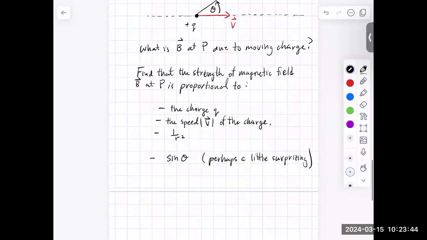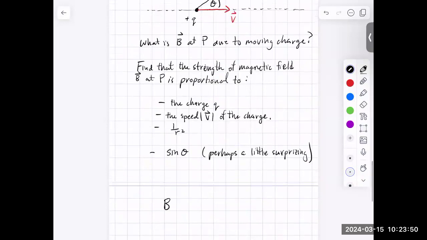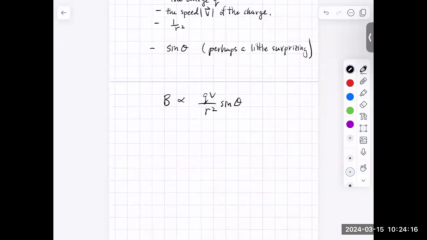So if we summarize all of these results, the magnetic field strength is proportional to the value of the charge, how fast it's moving, 1 over the square of the distance from point P to the charge, as well as this factor of sine theta. Let's try to draw the effect of the sine theta, because that's probably the least familiar of these results.